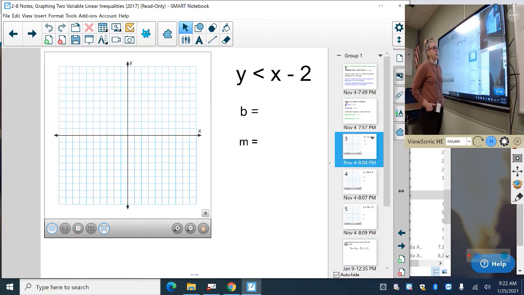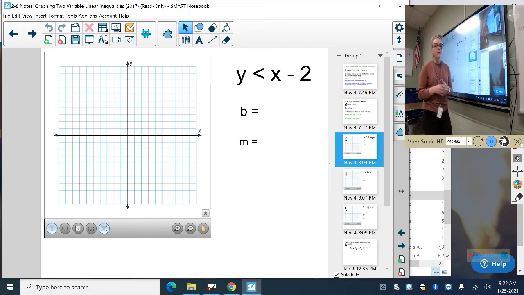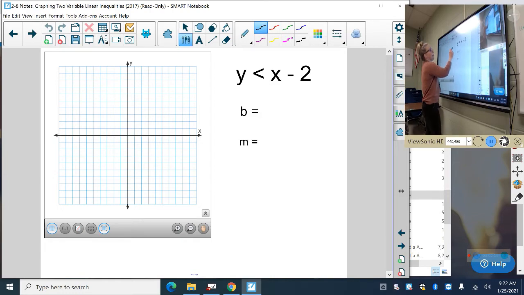So here's my first example, okay? I have y is less than x minus 2. So think to yourself, when we graphed actual equations and we created that boundary line, we needed an intercept, a y-intercept, and we needed a slope. So we're going to use those exact same things, the y-intercept and the slope, to graph the boundary line. If I look at this, y equals, if you remembered, we'll go back and we'll think about y equals mx plus b, okay, where m was my slope and b was my y-intercept.